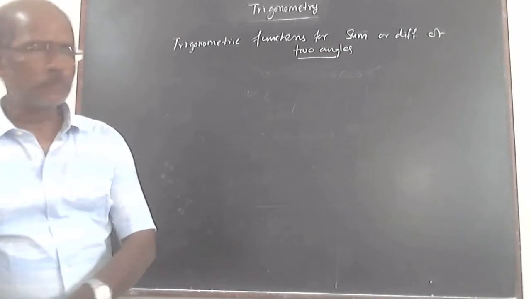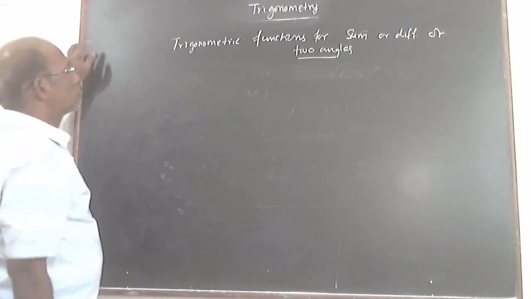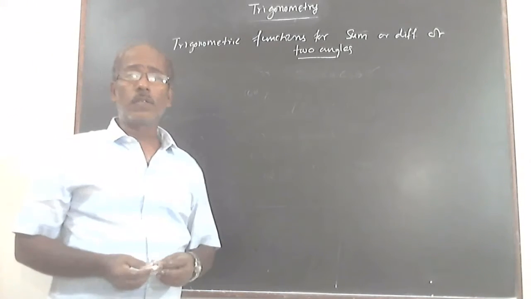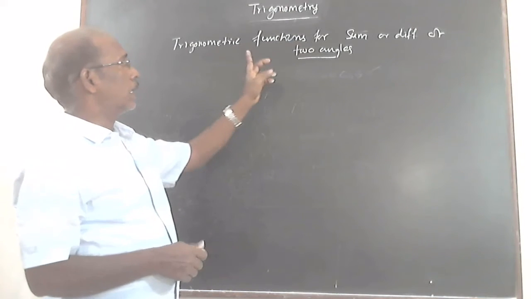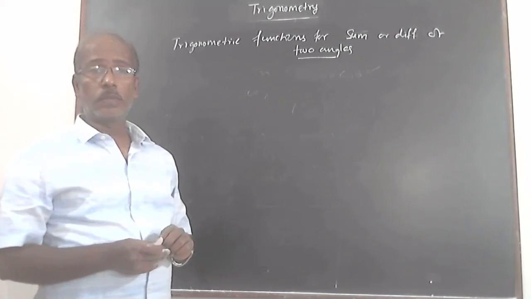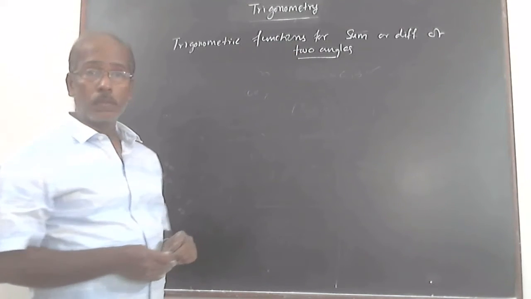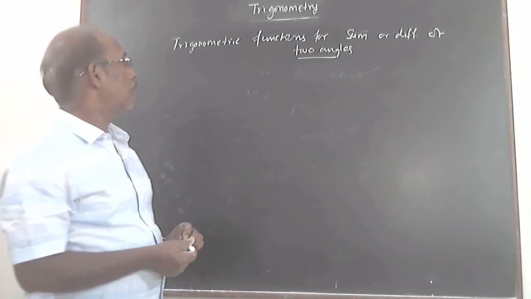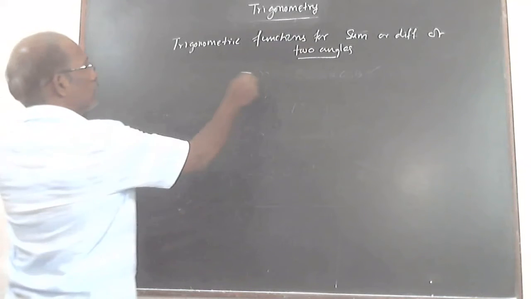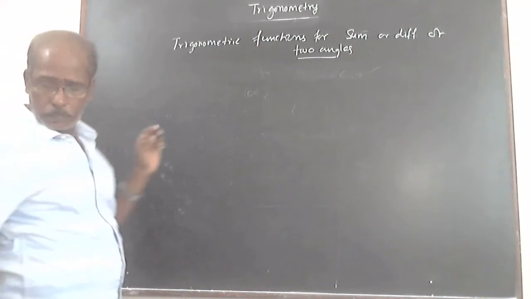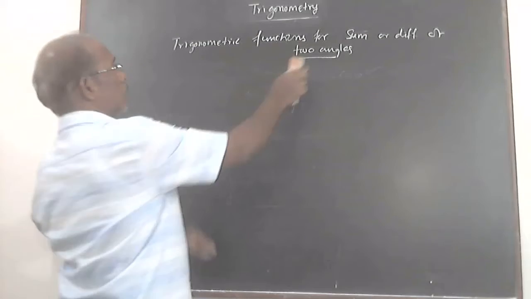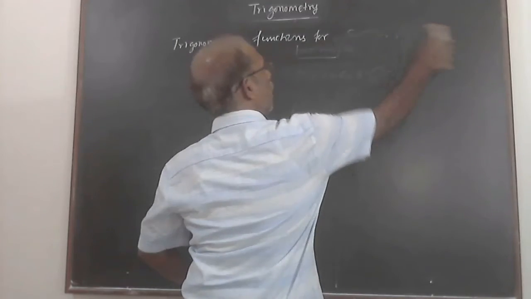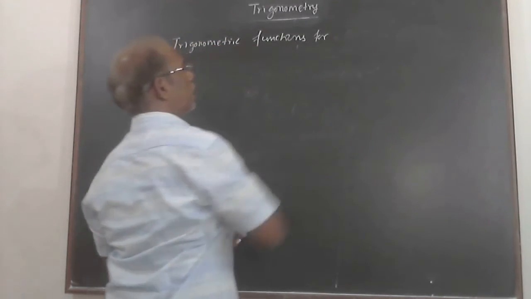Dear student, if we take a equal to b, then we can get the multiple angles: sin 2a, cos 2a, tan 2a. These are the trigonometric functions for multiple angles.